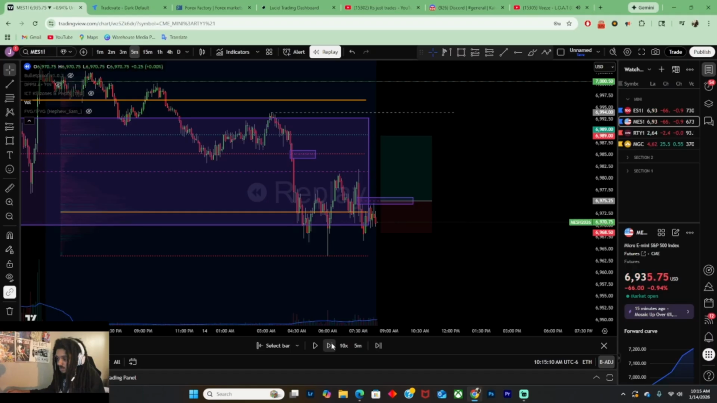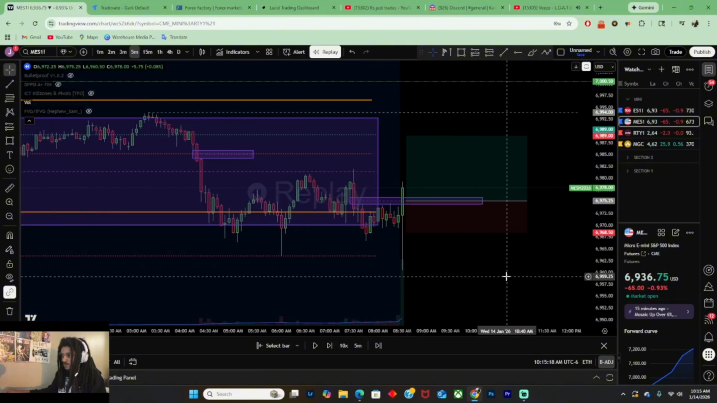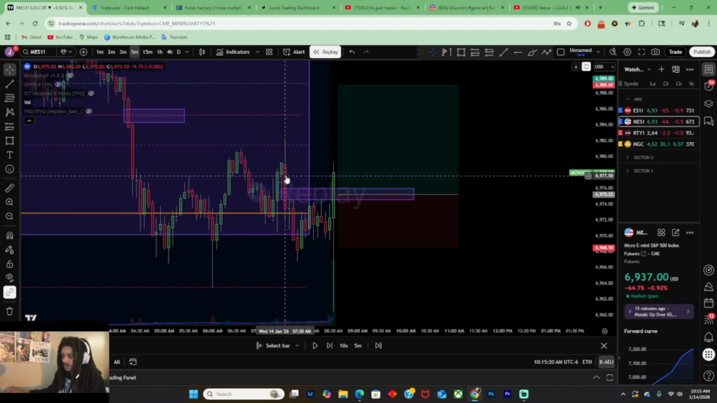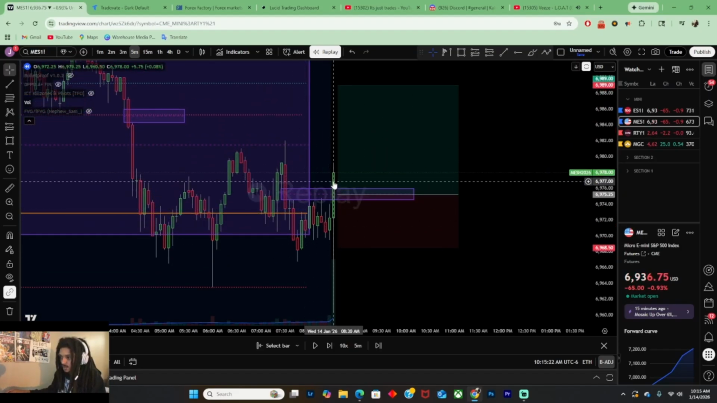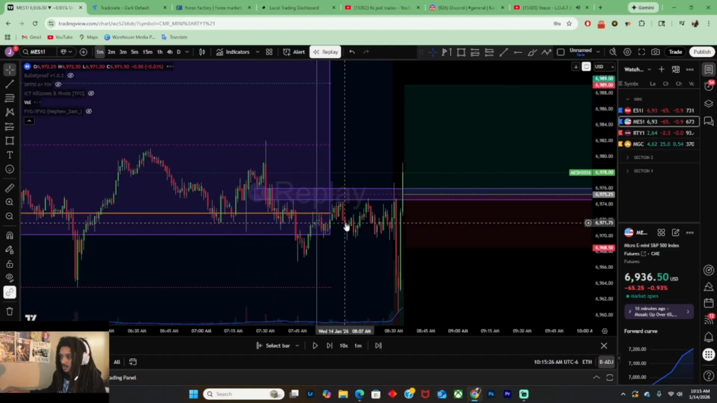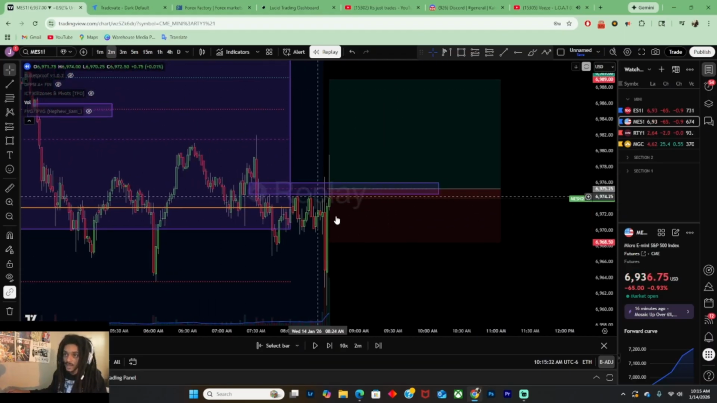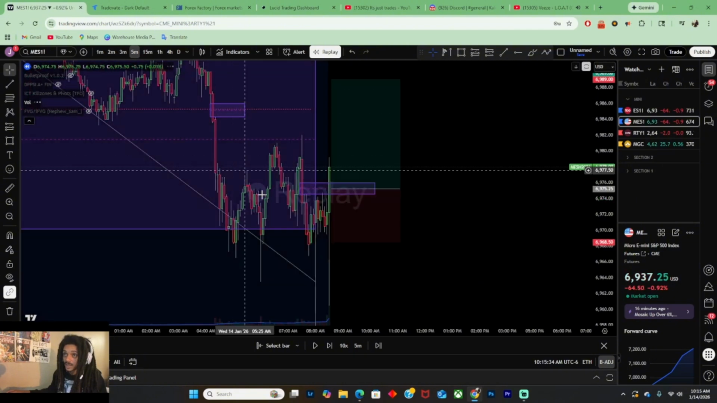At the open, we manipulate a little bit lower and then immediately push through that 5 minute gap. I was looking at that like, okay, bet, we invert on the 1 minute, on the 5 minute, on the 2 minute, whatever. Actually, we didn't invert on the 2 minute, but I was looking at the 1 and 5.